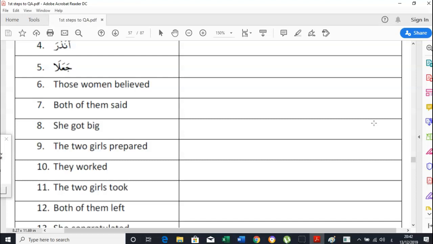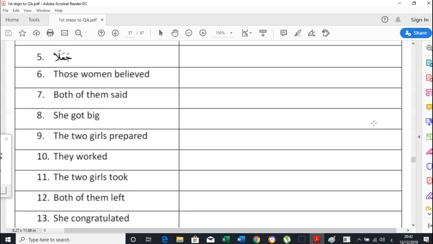She got big. Kabura is kabura. It's in Surah Al-Kahf. It doesn't mean she, it means it. Remember it's referring to something feminine. Okay, but yeah. Kabura, it's very good. Okay, the two girls prepared. In other words, both of them prepared. So it's third person. Prepared is hayya'a. Hayya'ata. Very good.